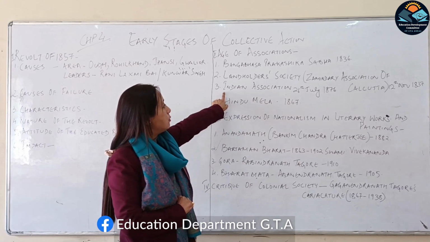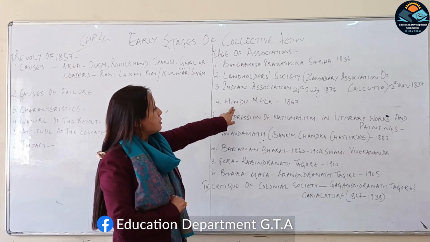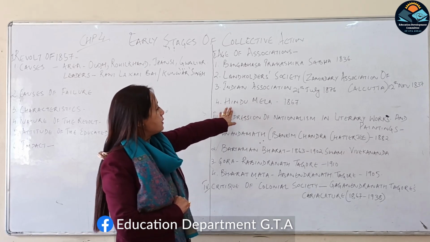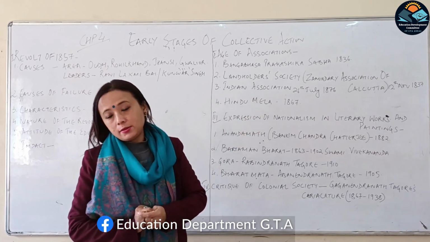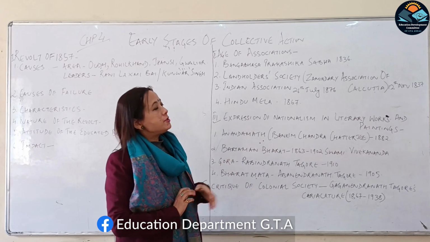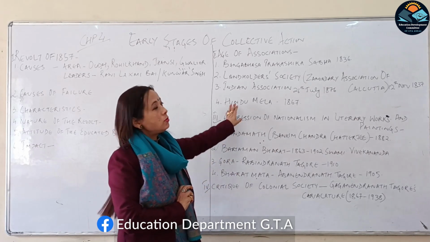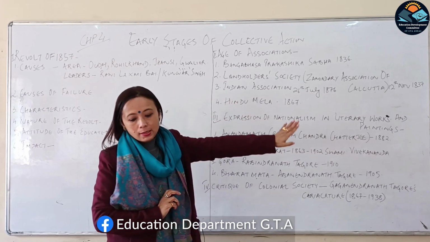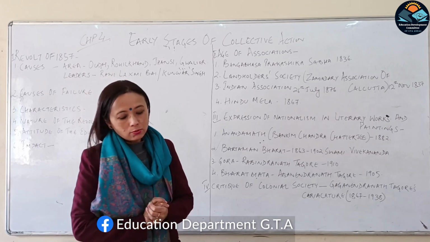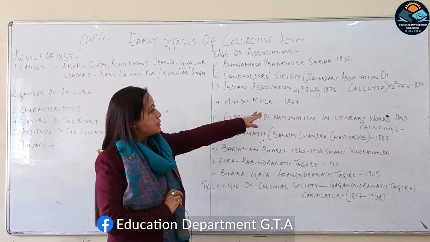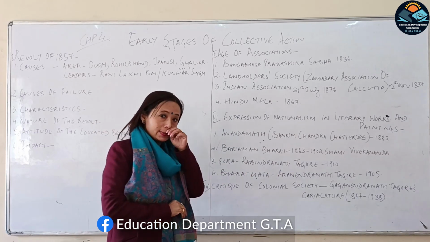This might come. The next topic is the Hindu Mela. Now, Nava Gopal Mitra established the Jatiya Mela, which later came to be known as the Hindu Mela in 1867. Now, Gaganendranath Tagore was its secretary and Nava Gopal Mitra was its assistant secretary.